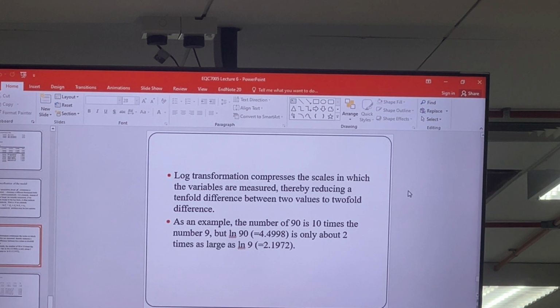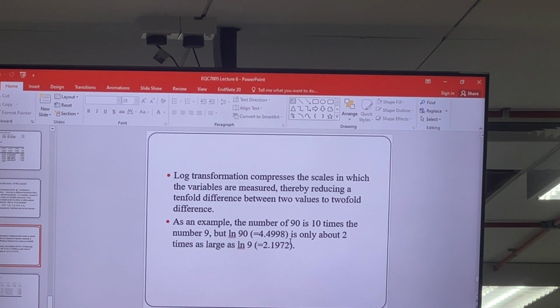So the log transformation compresses the scales in which the variables are measured, thereby reducing a tenfold difference between two values to a twofold difference. As an example, let's say in the original values of y or x, the value is 90, which is 10 times of 9. After we use log transformation, we compress the value. So log of 90 now is equal to 4.49, which is only twice as large as the log of 9, which is equal to 2.1. So we compress the value to make it smaller.